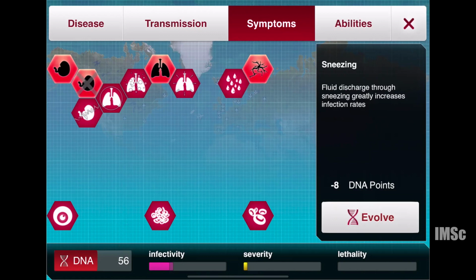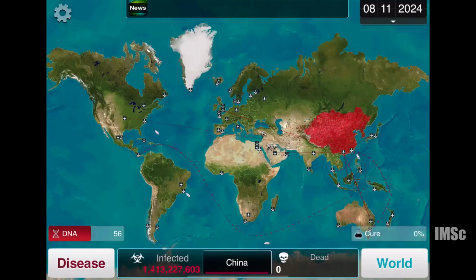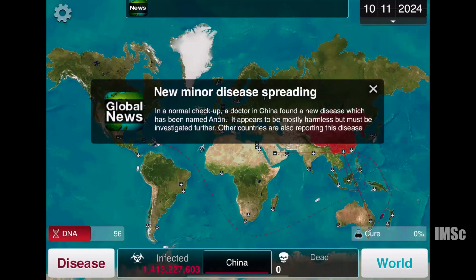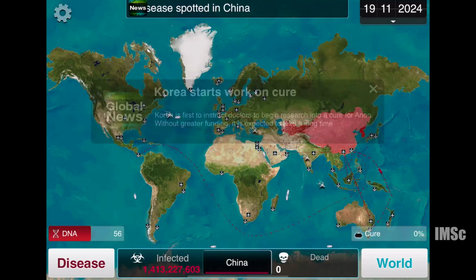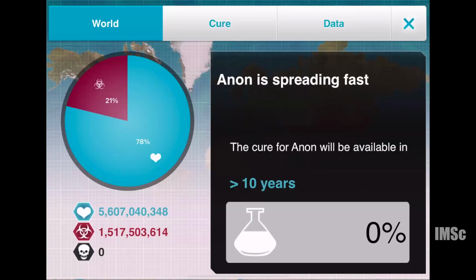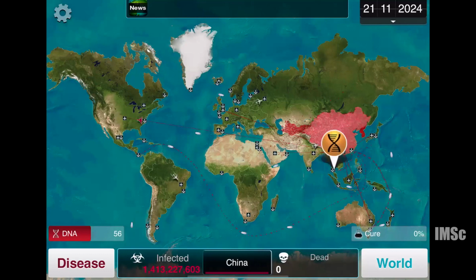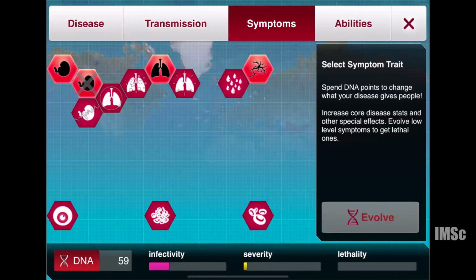Let's go back and see what's happening in the game. Have you evolved all of these things? So now people should start dying a little bit. Hasn't happened. Yeah, check the world. We are in China right now. Nobody is dying. We are looking at the world, no one's dying. So we need to go back and work on the symptoms a little bit for this virus.